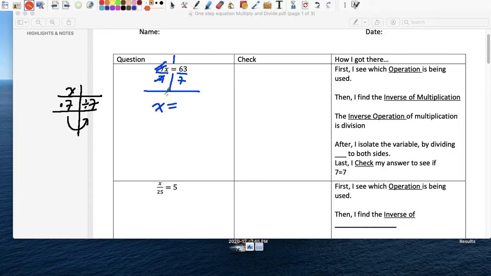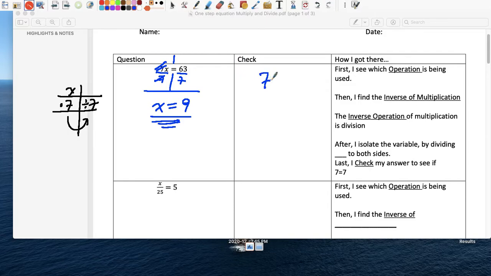And notice that my x is all by itself. 63 divided by 7 is 9. So this is what I want. Find the value of x. And then if you look over here, what did I first do? First I identified what was the operation being used, and it was multiplication. Then I had to find the inverse operation of the multiplication, which is division, right? So I divided both sides by 7, and now I have to check.